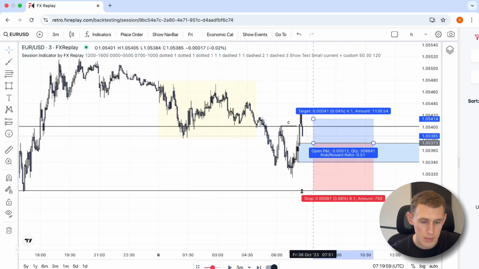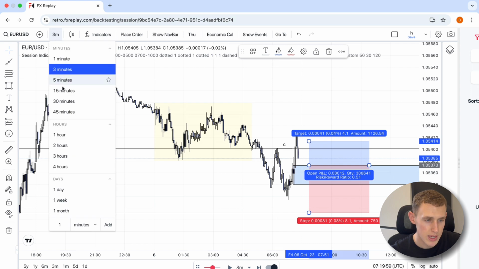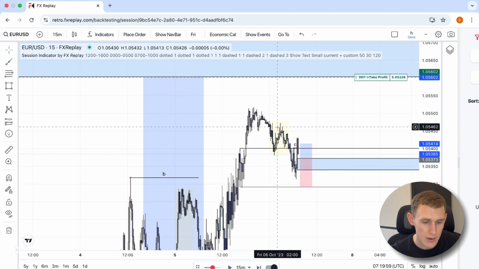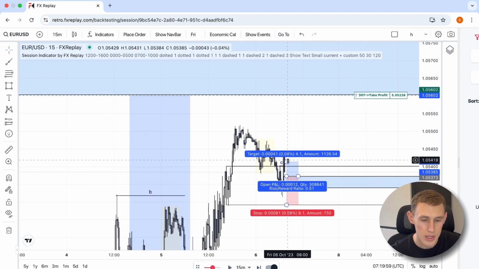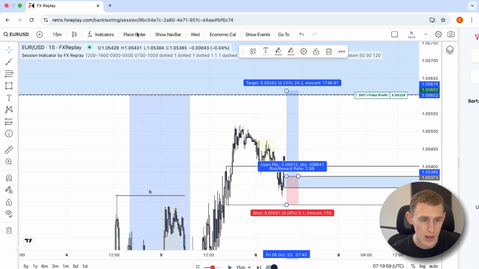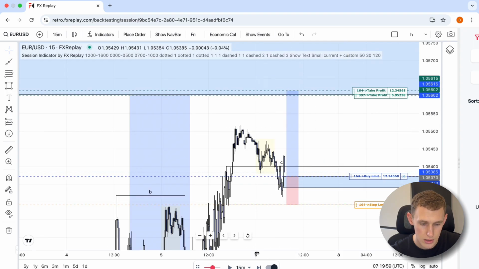Actually, because this is quite a riskier trade, because it was based on just this sort of nearer demand zone, we haven't really had much liquidity taken out. I'm going to enter here and we can still get a 1 to 3, so I'm going to enter this.